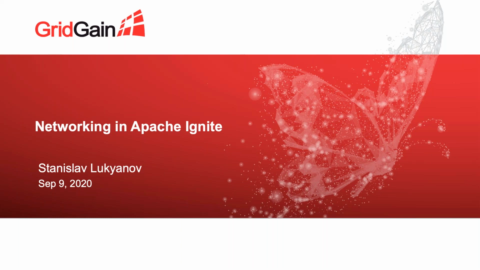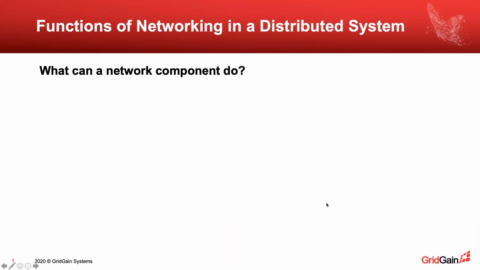As Kat has said, I'm customer solutions team lead at GridGaink, and today I want to talk to you about networking in Apache Ignite and GridGaink clusters. So obviously, networking is a crucial layer for a distributed system. But when you think about it, what exactly does a networking layer and networking components do in a distributed cluster?